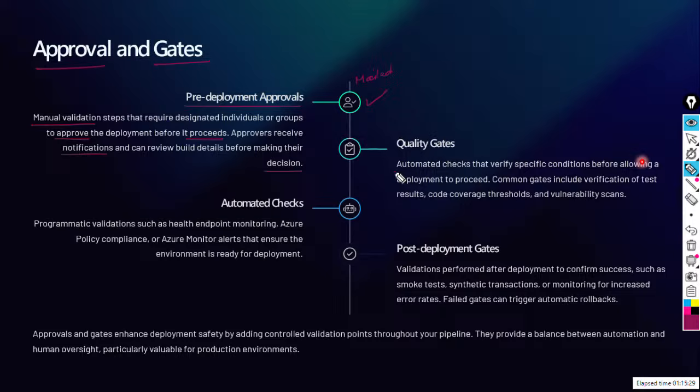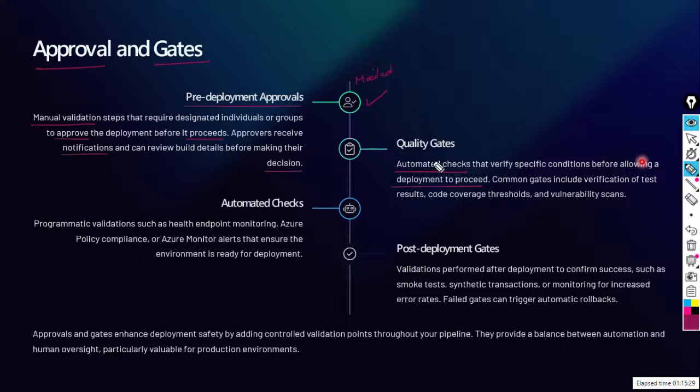So there will be some automated checks that verify specific conditions before allowing a deployment to proceed. Even after the approval is there, because the manager doesn't know what is the quality of the deployment. He doesn't know. He doesn't need to know. He gives the approval. Yeah, please go ahead. But he knows very well there will be some quality checks in the pipeline in the next stage.